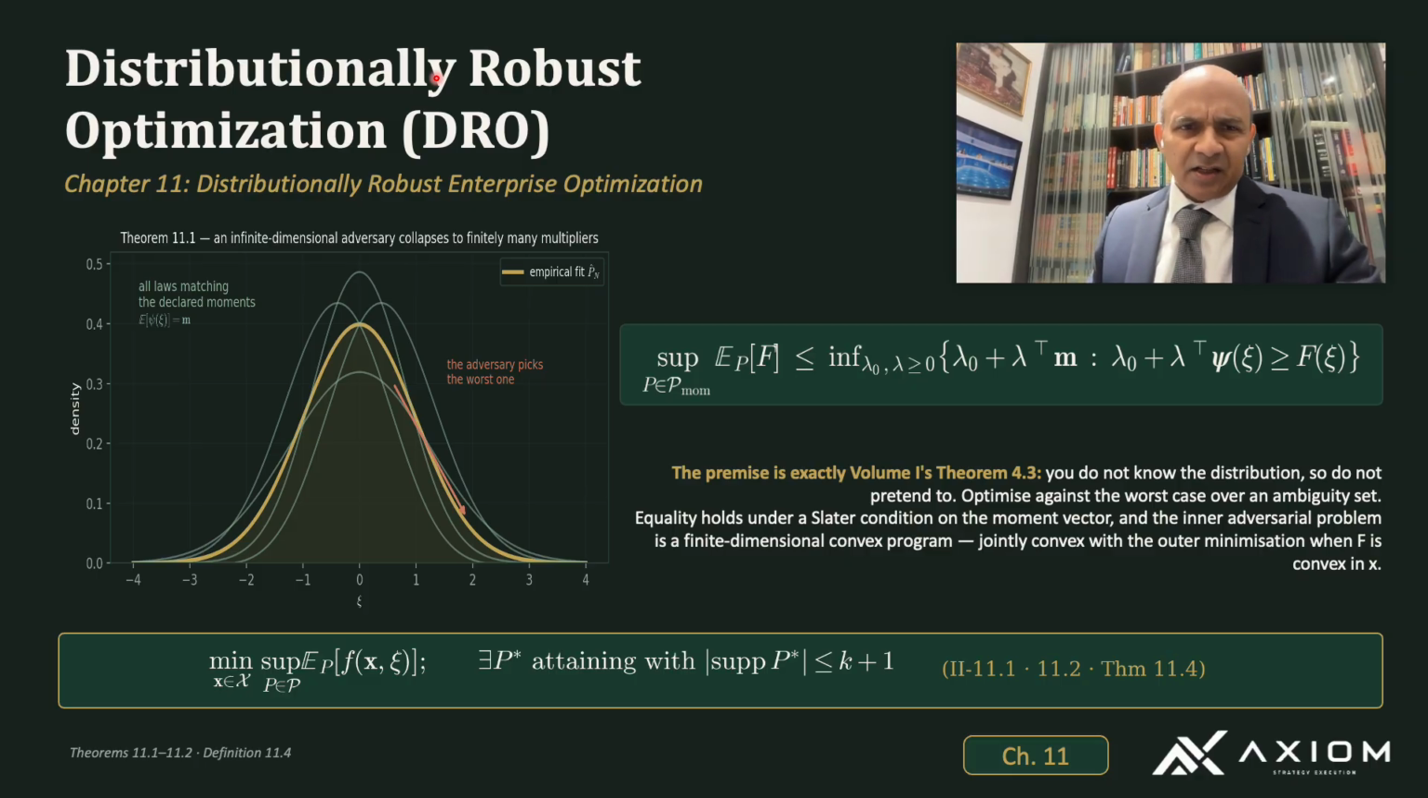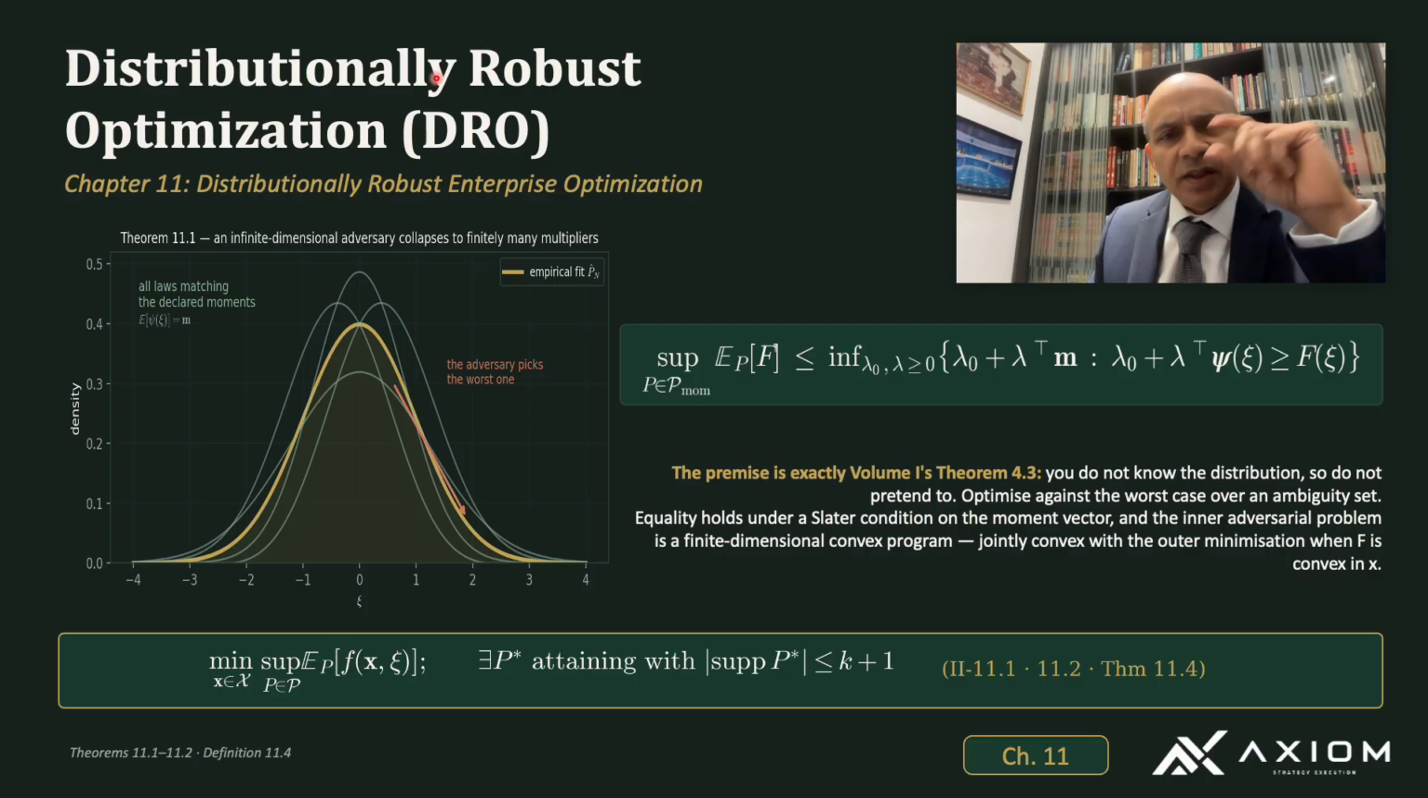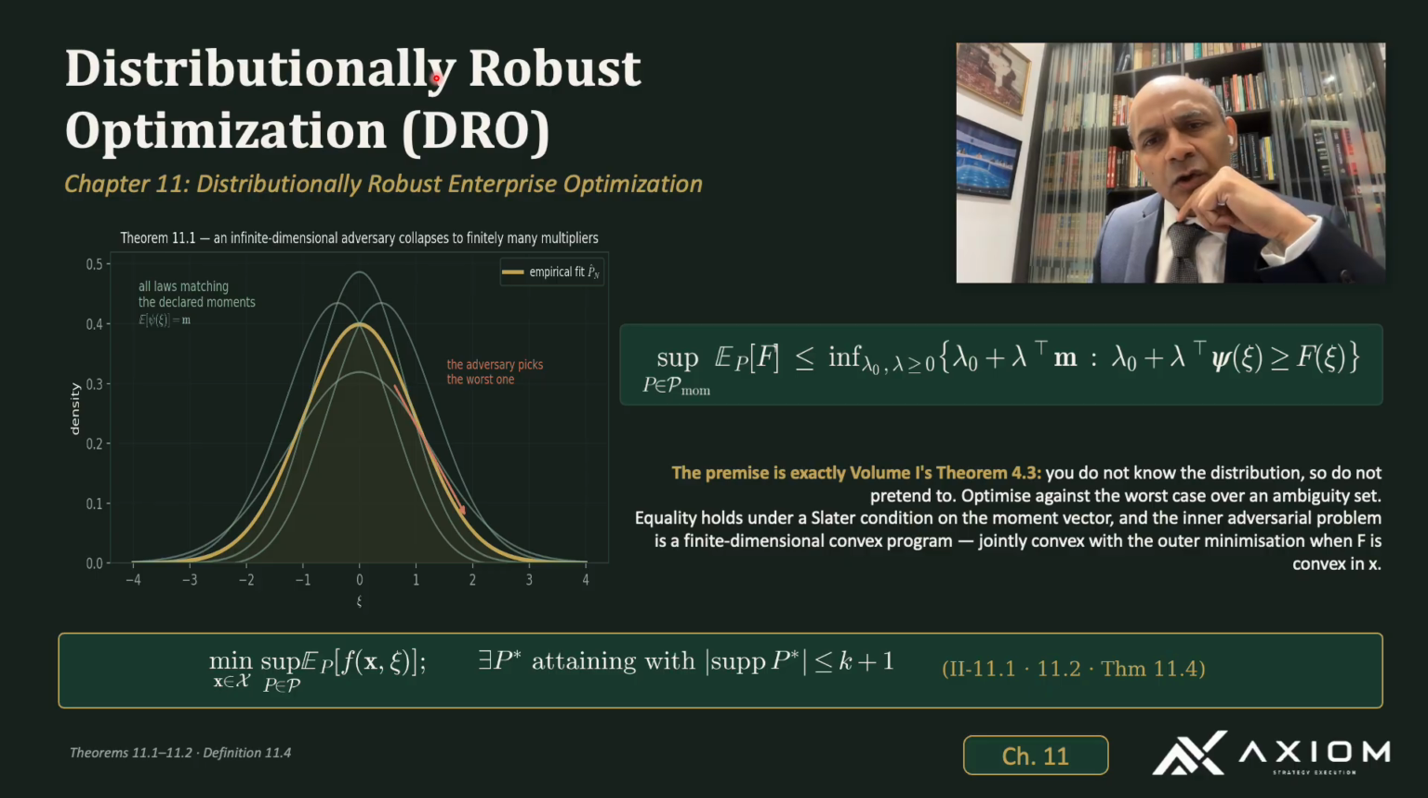This gives the moment set reformulation. A distributionally robust enterprise problem over uncertain probability laws can be reformulated as a finite dimensional convex optimization problem with strong duality under an interior moment condition, with equality under a Slater condition on the moment vector. The adversarial inner problem becomes a finite dimensional convex program, jointly convex with the outer minimization when f is convex in x. An infinite dimensional worst case over measures collapses to finitely many multipliers.